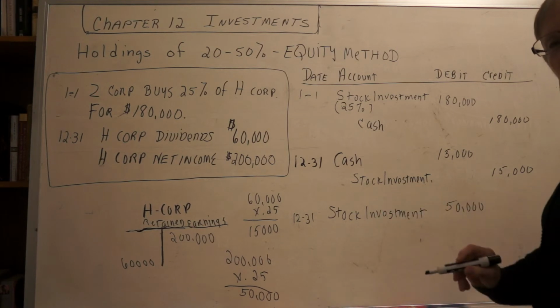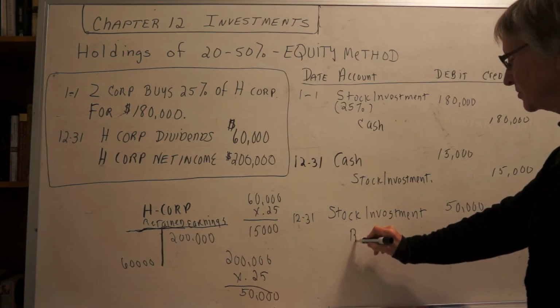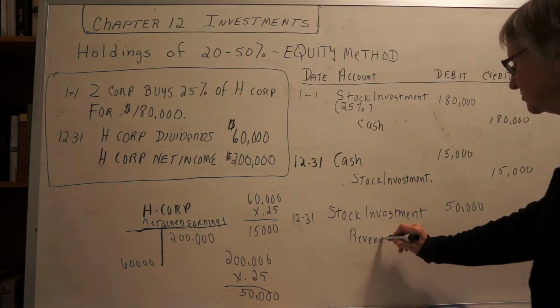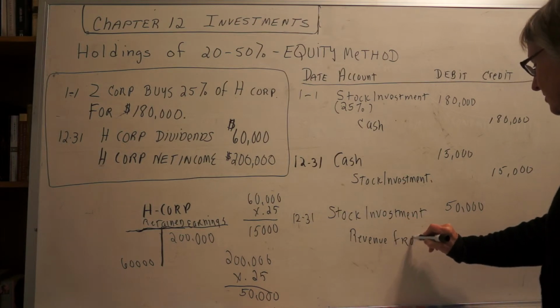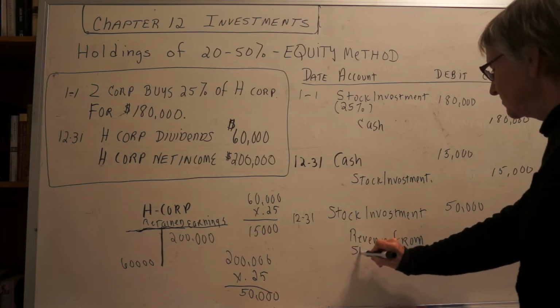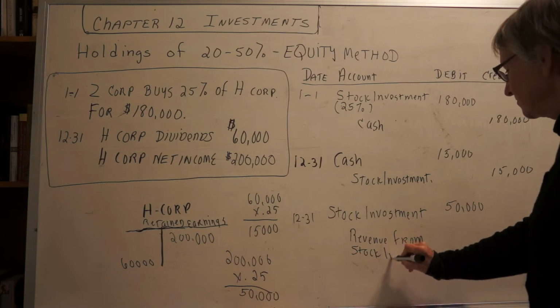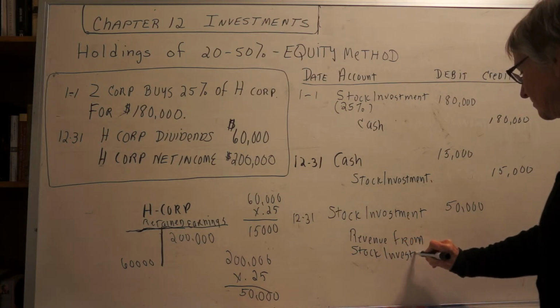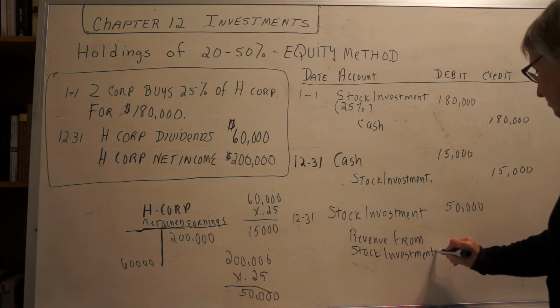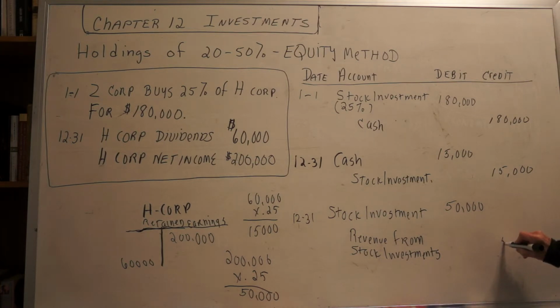And now here's another weird thing we do. We actually book that as revenue. Revenue from stock investments. And that would be other revenues and gains on our income statement. We pay taxes on it, the whole nine yards.